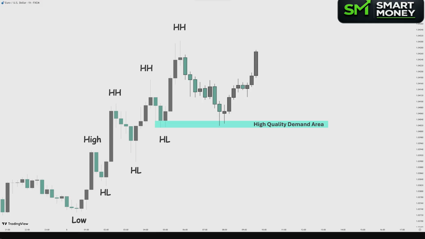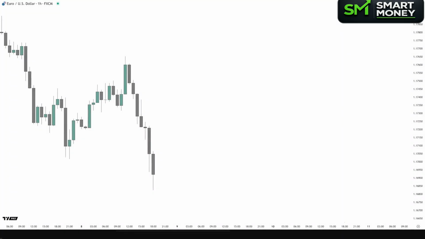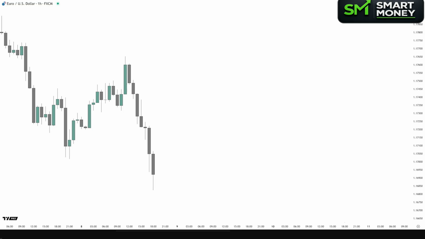continue moving upward. Now, in this part of the video, let's see a couple of real chart examples to show you how to put all these smart money concepts together, like pieces of a puzzle, to enter a high-quality trade. Here on the euro-dollar 1-hour chart, we have a bearish market structure formation, so we are only interested in selling opportunities. The first step is to define the trading range.